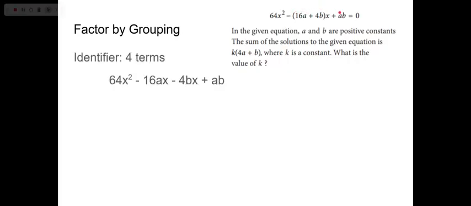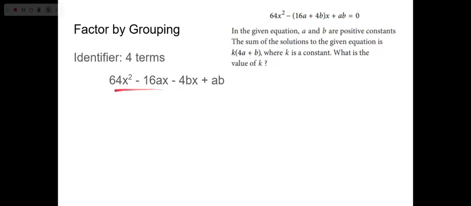as my 4 terms: 64x squared minus 16ax minus 4bx plus ab. I'm going to ignore the equals 0 because that's a given right now. Okay, so my first 2 terms, what can I factor out of both of them?